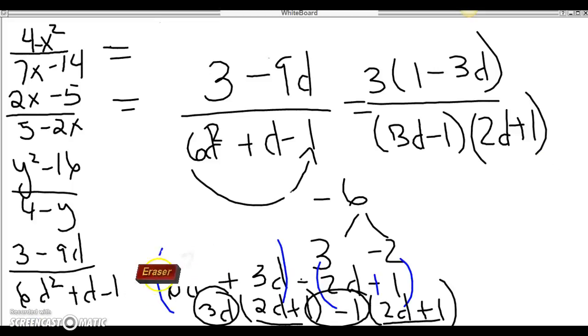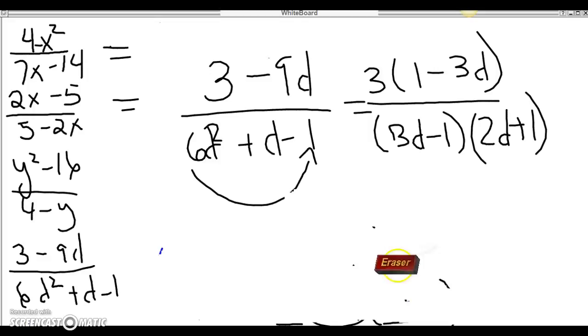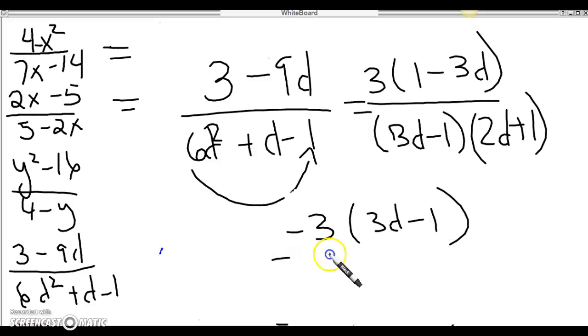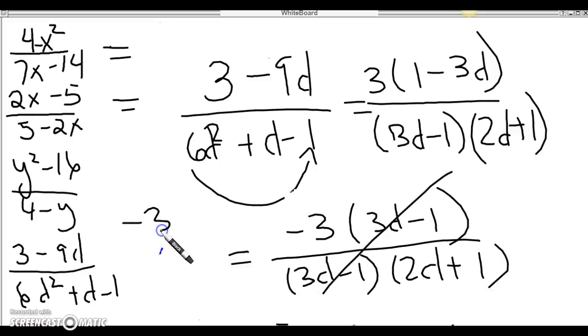So let me erase some of this. That was my work for factoring my denominator. Let's go back to the actual simplification. So I'm going to pull out a negative, and I get 3d minus 1. And I have 3d minus 1 at the bottom. So as you probably know, that's going to cancel out. And I'm left with negative 3 over 2d plus 1.